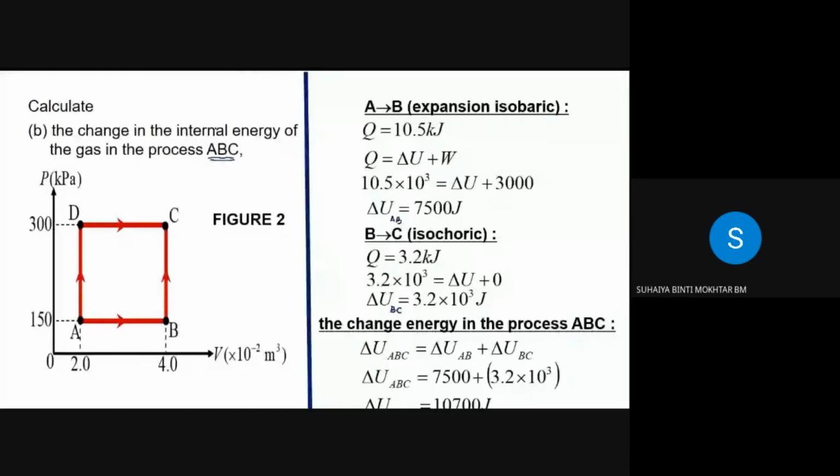Let's see work done in process ADC. Here is ADC. What is the work done here? 0, right? Isochoric. What about work done for isobaric? P delta V.